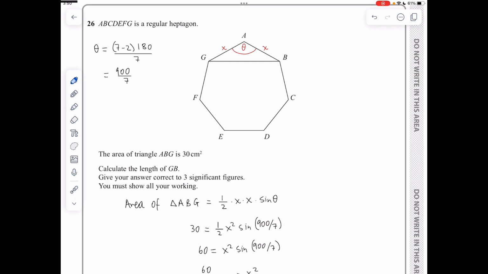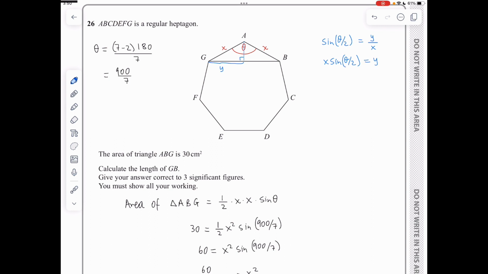Now, an alternative approach would be to drop the perpendicular from A onto GB to create a right angle triangle here, something like this. So I'm calling this distance here y, and I can use SOHCAHTOA. So once I drop the perpendicular, I bisect the angle theta, which means that this angle here is simply theta over 2. And I can now say that sine of theta over 2 is equal to y over x, which means that x sine of theta over 2 is equal to y.